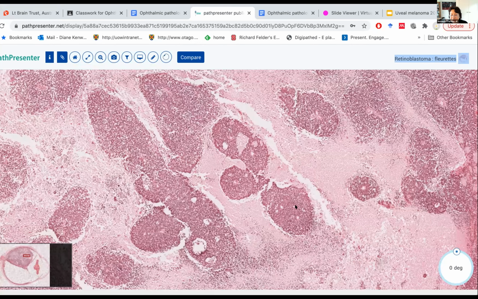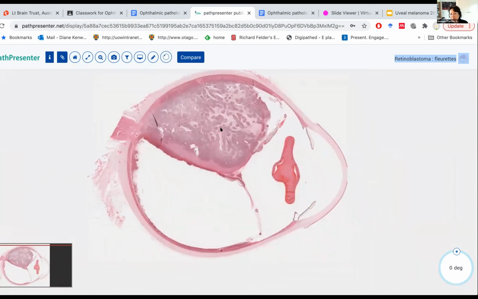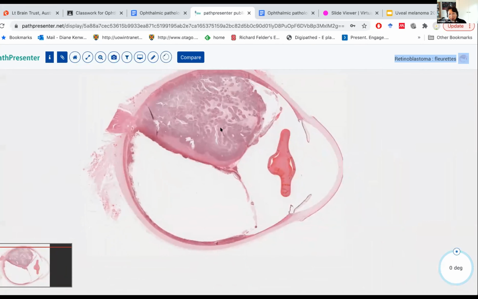Does the distance of the vitreous seeding matter? No. Yeah. So ACN matters. Okay. Does it matter if there's necrosis or no necrosis? No. Doesn't matter.